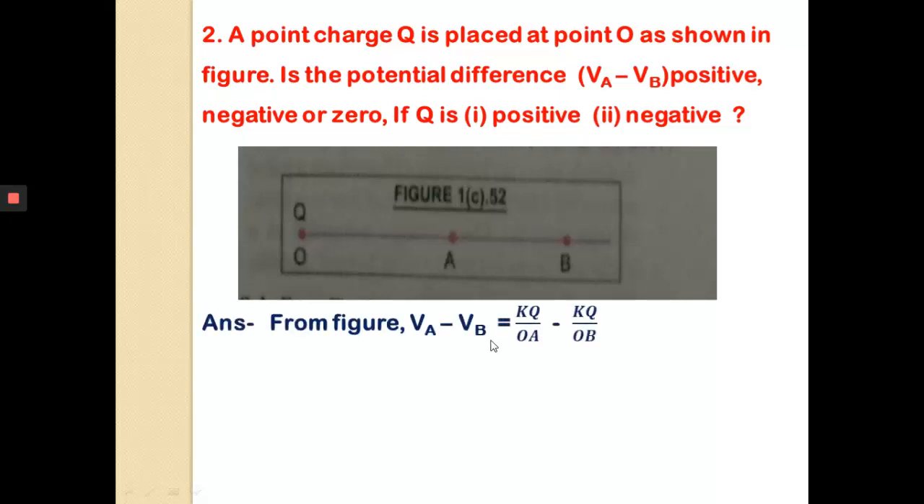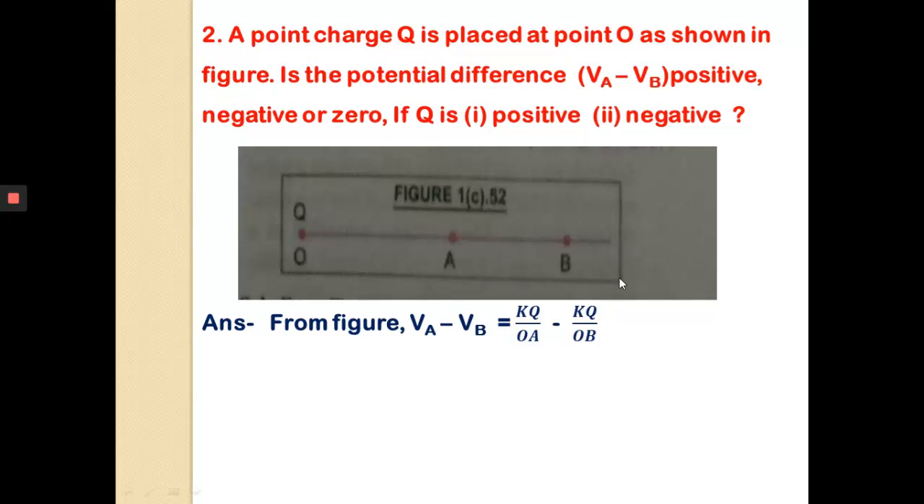How can we find out VA minus VB? What is the formula? Potential at A due to the charge Q is 1 by 4 pi epsilon 0 Q by this distance, that is Q by OA. Here I have given K as 1 by 4 pi epsilon 0. Instead of 1 by 4 pi epsilon 0, I have given the value K, KQ by OA. 1 by 4 pi epsilon 0 Q divided by distance OA, minus, what is the potential at B? 1 by 4 pi epsilon 0 Q divided by OB.